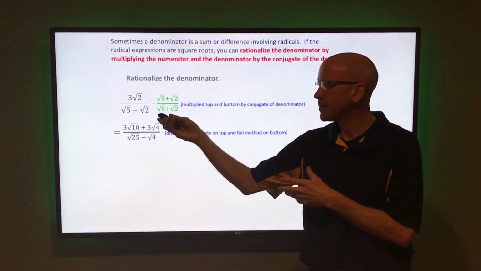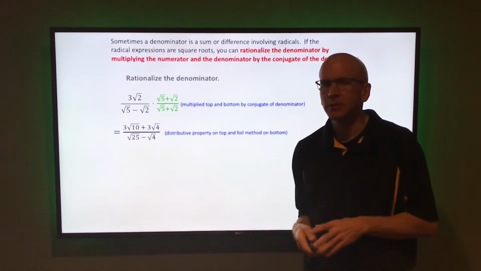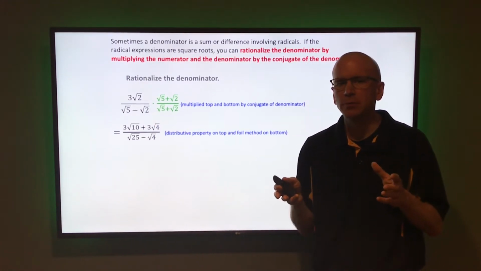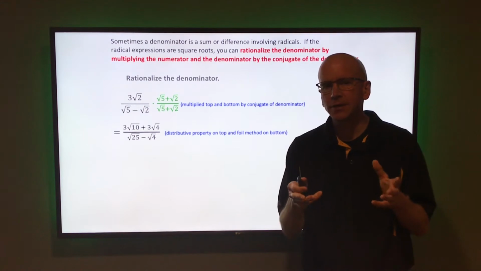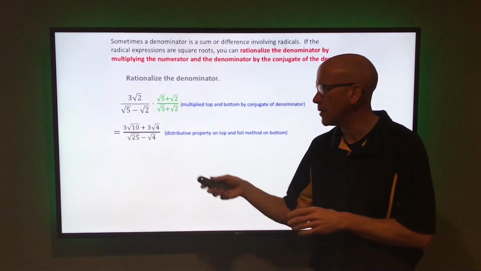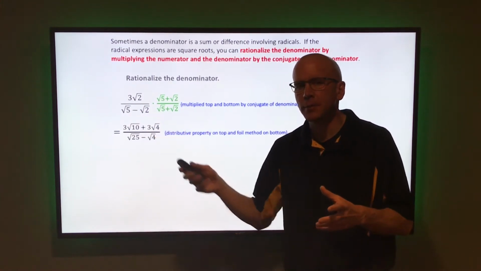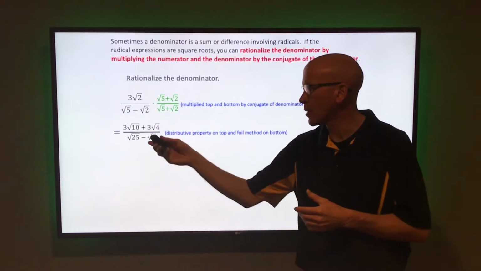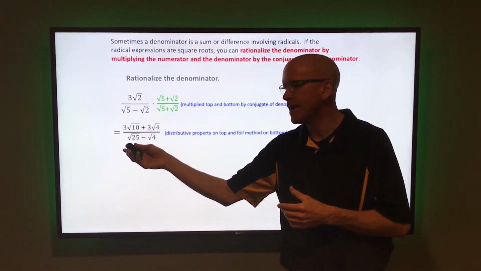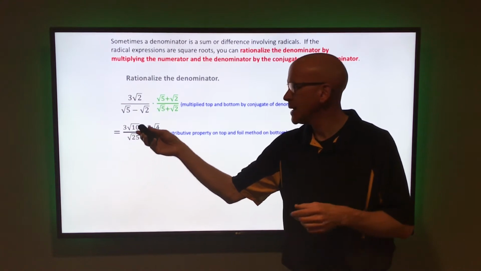In the denominator, you're multiplying those two conjugates. Here's what happens. That produces a difference of 2 squares. When you multiply two conjugates, that will produce that difference of 2 squares. You could go through the FOIL method and distributive property, but really all you have to do is square the first term, square the square root of 5, that is the square root of 25, and square the last term.